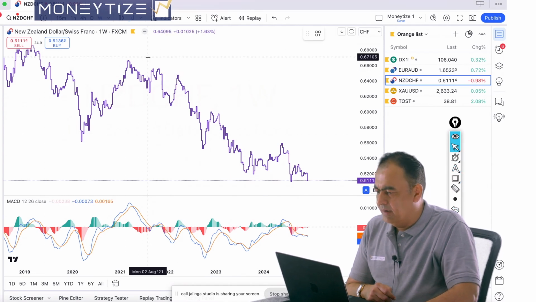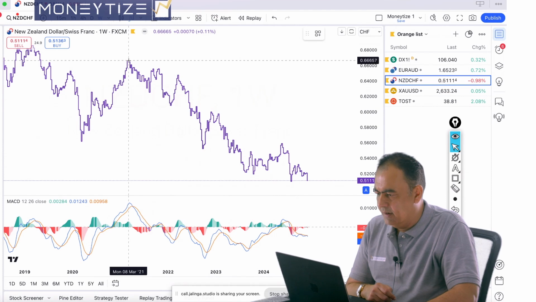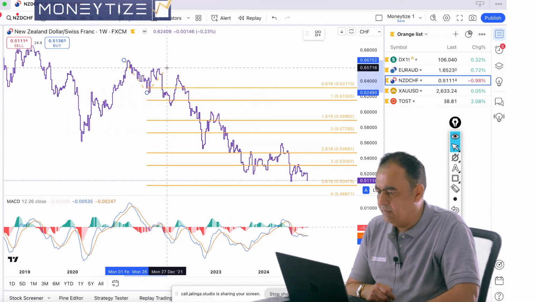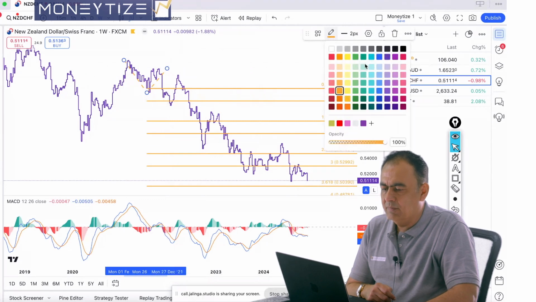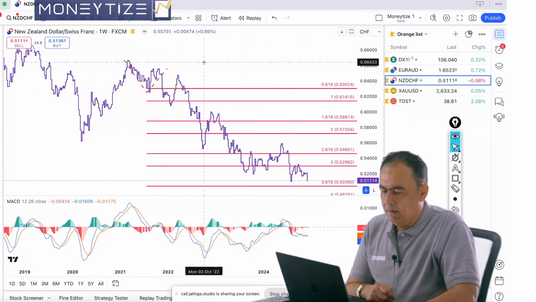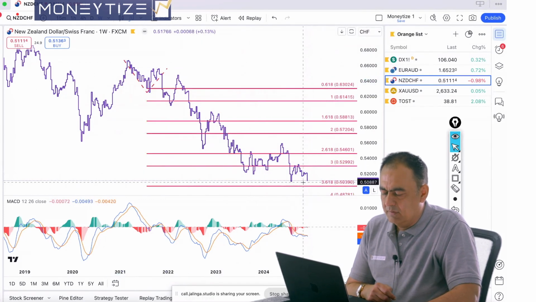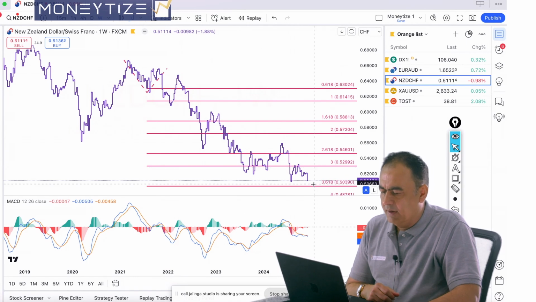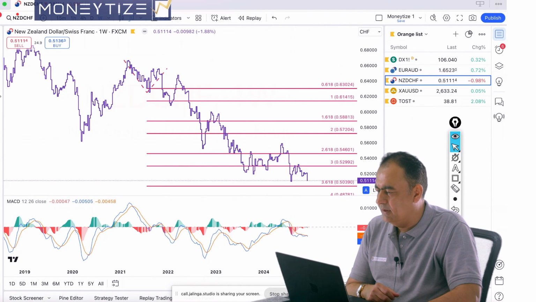I'll plot Fib extension starting from this high, which is the 2021 high. I'll connect with the first low and I'll mark the Fib extension. Let's make it red. So we are right now slightly higher than Fib extension 3.618, but we are clearly below Fib extension 300. It means the next destination is 3.618. So let's highlight this price level.